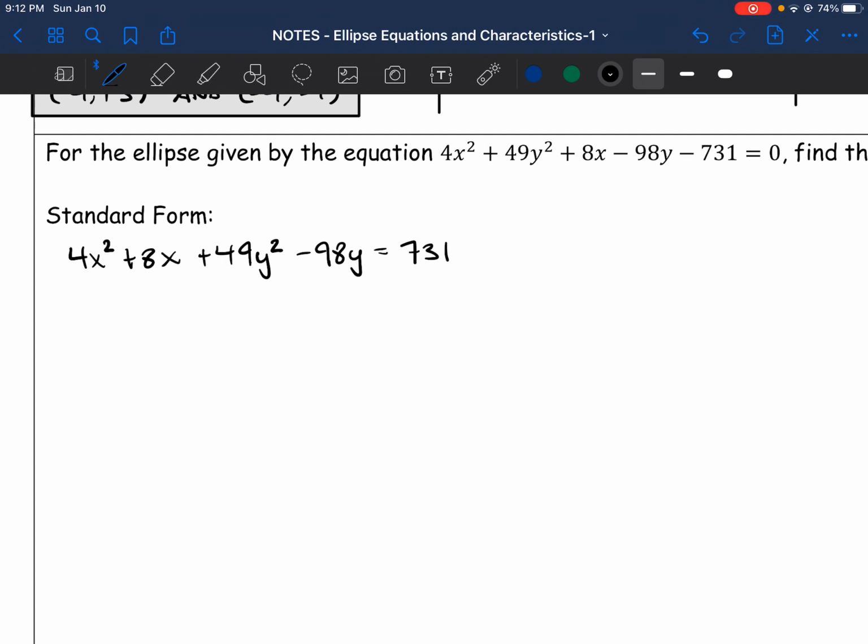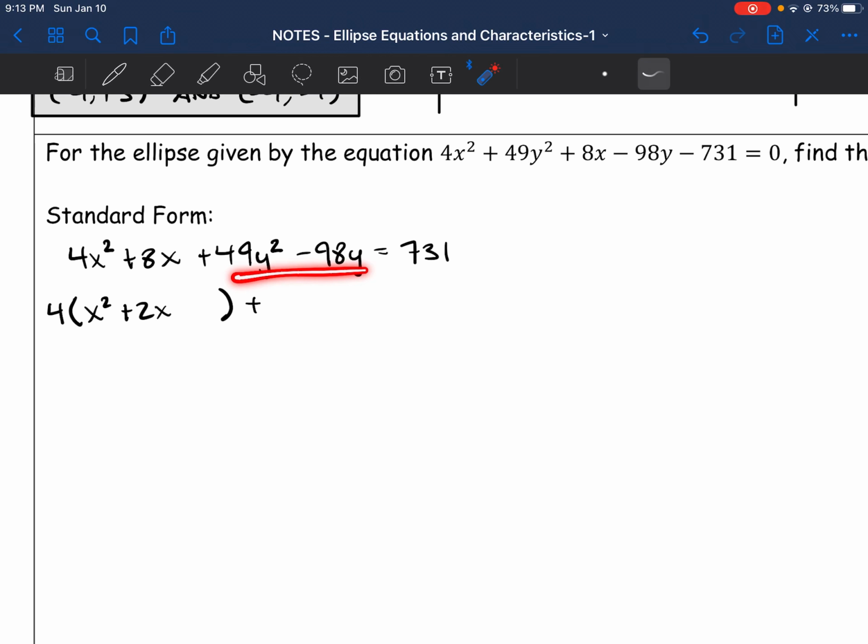Okay. Next, we need to go ahead and look at our variables separately. So we're looking at 4x squared and 8x. However, we don't do completing the square unless the coefficient of the squared variable is a 1. But this is a 4, and this is a 49. So both the coefficients in front of the x and the y are not 1. So we're going to need to do some factoring first. Out of the x variables, I'm going to factor a 4. I'm going to get x squared plus 2x. And I'm also going to leave a little bit of space because we know with completing the square, there's a constant that we need to add in.